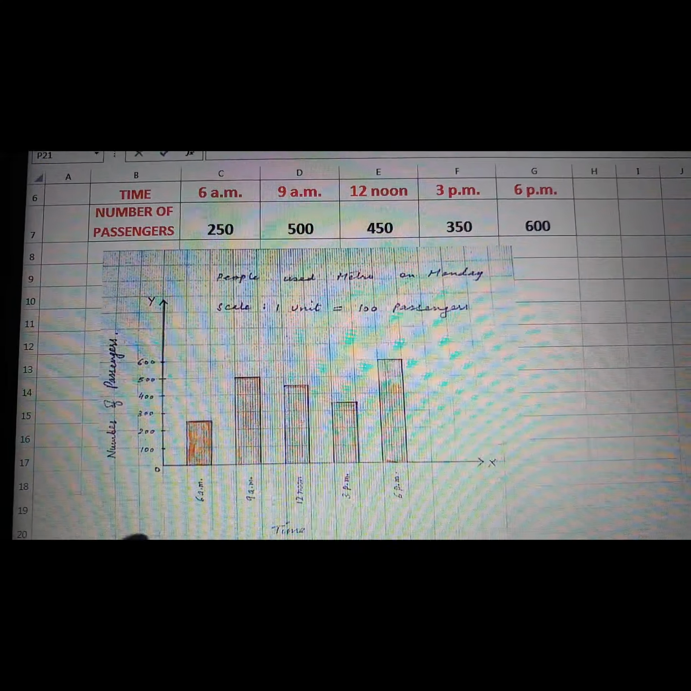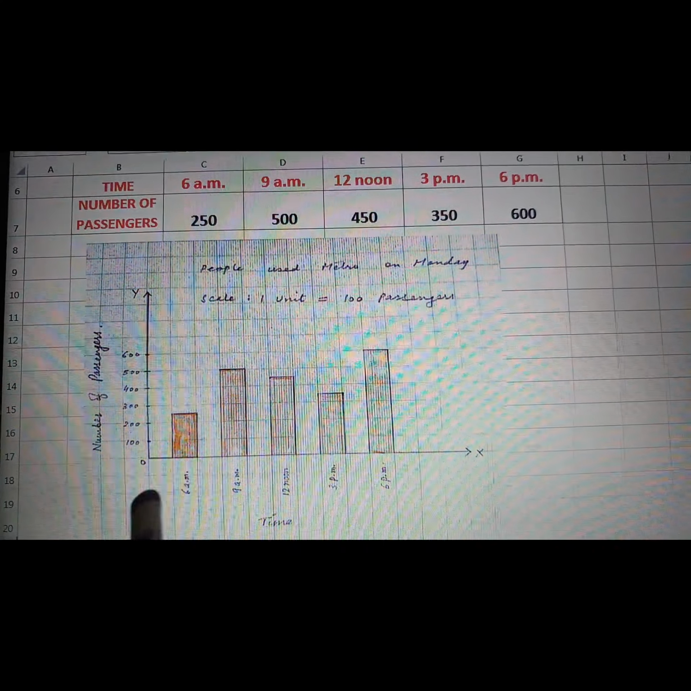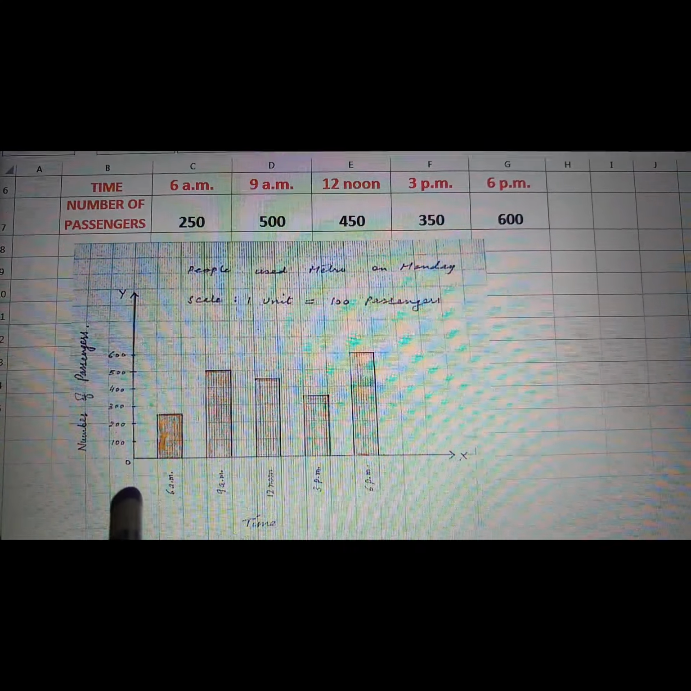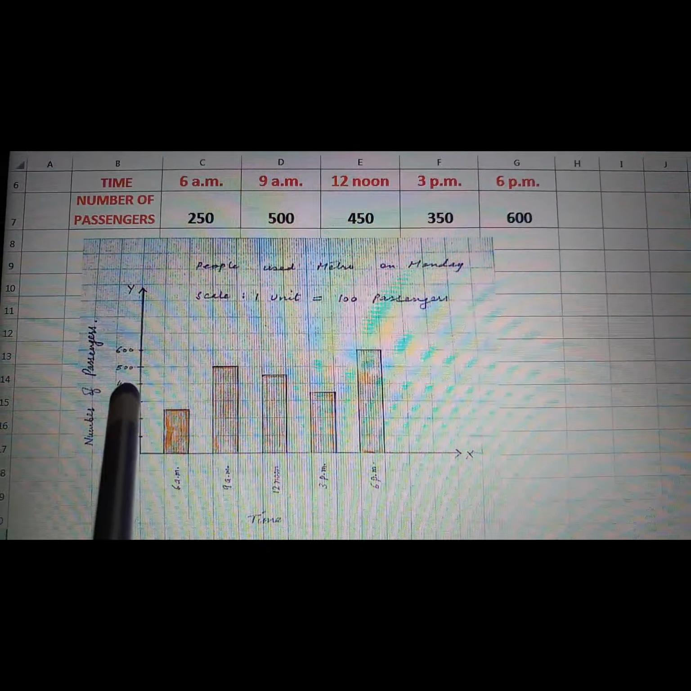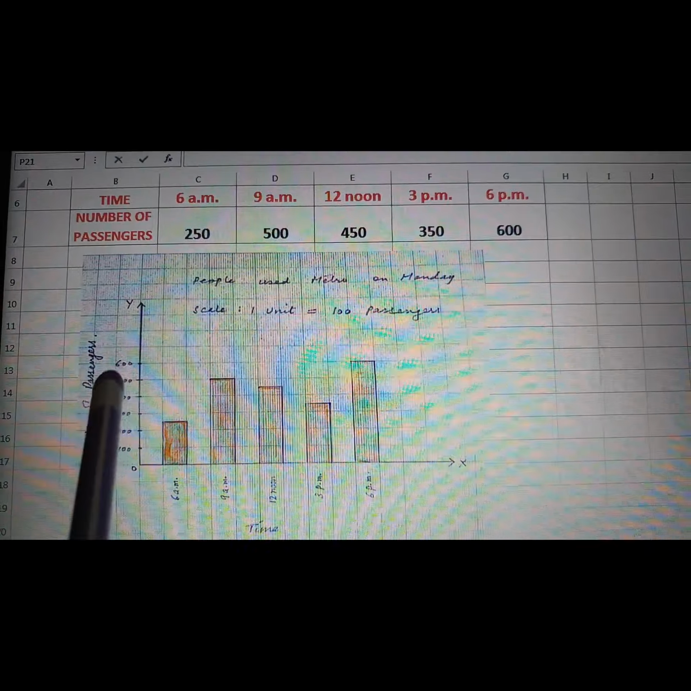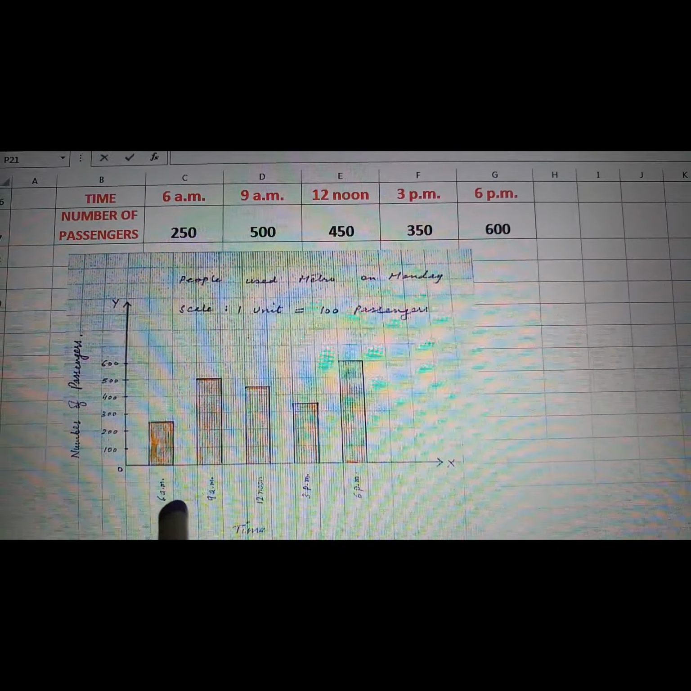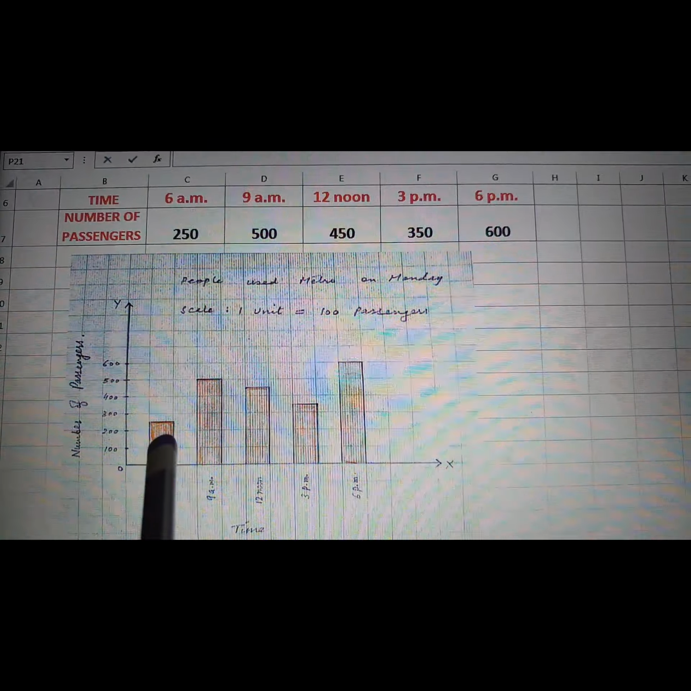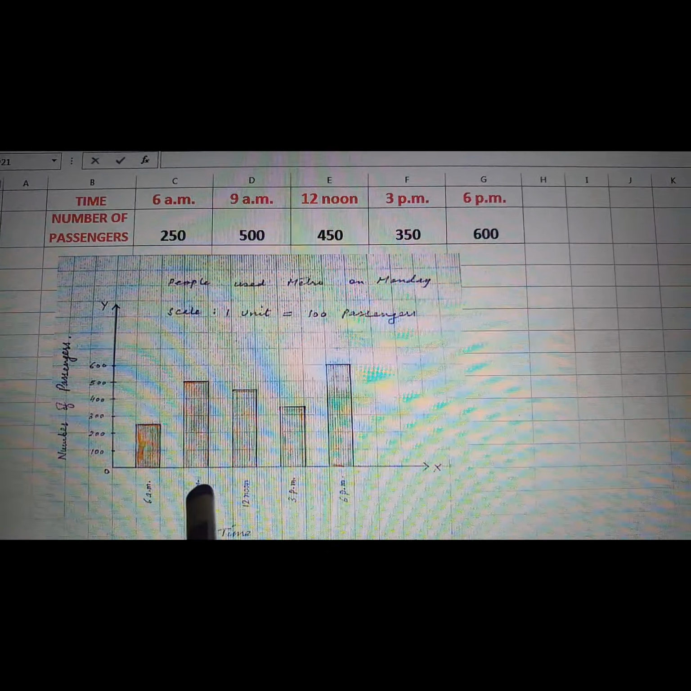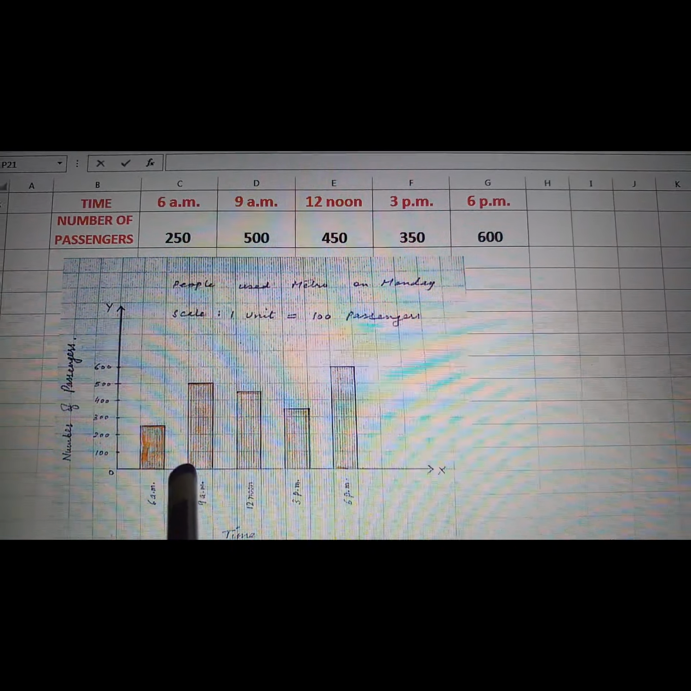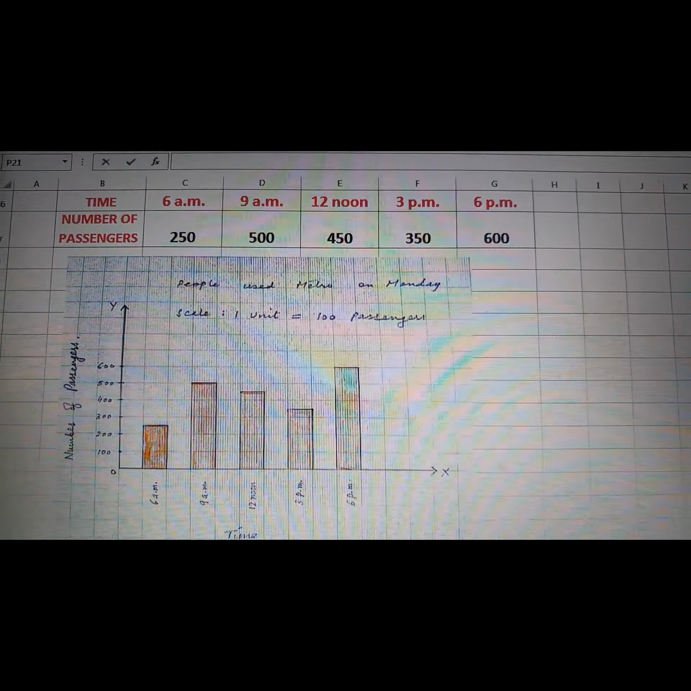Now draw two rays. Write on the x-axis and y-axis. Now mark the points 0, 100, 200, 300, 400, 500 and 600. Now at 6 am 250 passengers used the metro. So draw a rectangle between 200 and 300. This is 250. At 9 am 500 passengers used the metro. So draw a rectangle up to 500.